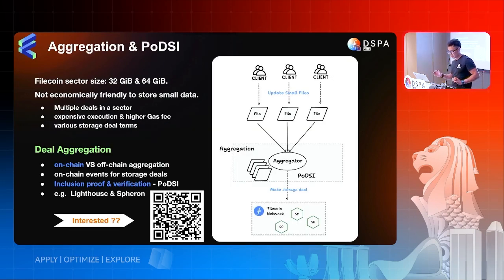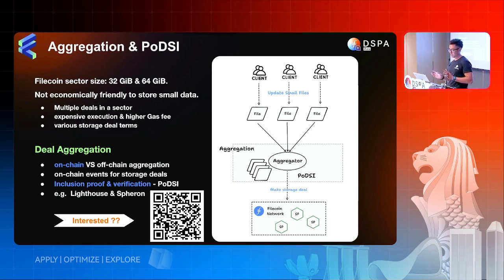And another path is aggregation. I think that also might not be unfamiliar to you all, because some of your SPs will probably pack all the data and aggregate by themselves. But with FVM, now we're working with a couple of teams to come up with the aggregation standard, as well as the PoDSI, which is inclusion proof.